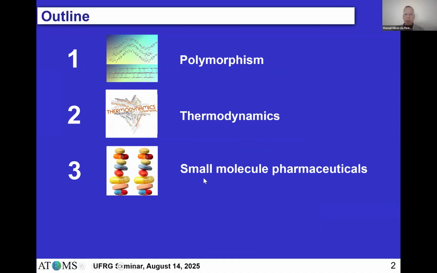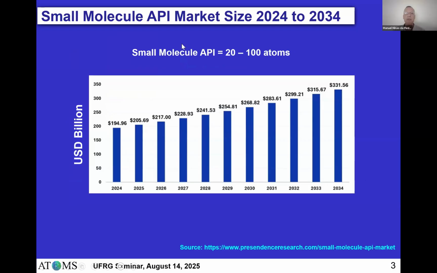Most of my examples will be about small molecule pharmaceuticals, and if you want a fairly good justification, this is the projected market for small APIs, active pharmaceutical ingredients, which are basically molecules which have about 20 to 100 atoms. If you look at this bar here for 2024, this is about 200 billion US dollars, which is close to, I would say 40 to 60%, if I didn't mess up the calculations, of the GDP of countries like Denmark or Portugal. So this is a fairly big market.